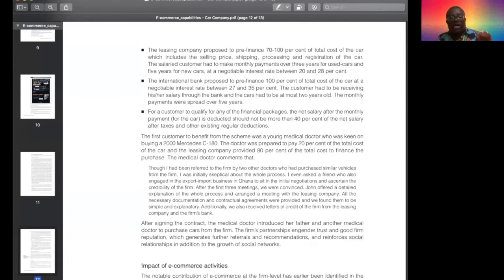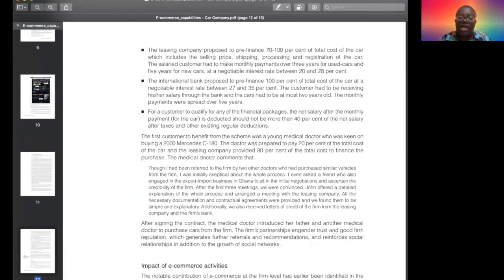Now, it tells you other information which I'm not putting in my work. I've not put any information about letters of credit from the firm's bank, or any of the things I've written in the particular case study. But now the student, the medical doctor, is passing new information which enhances the credibility of the work I have here. So what am I trying to say?